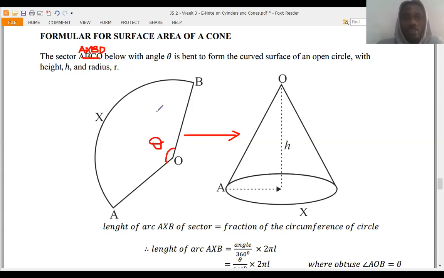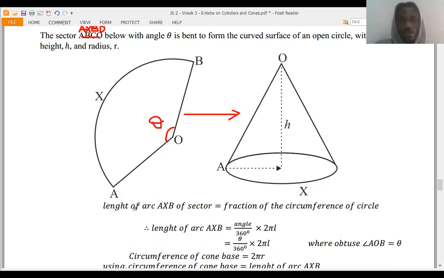So this sector is bent to form this curved surface of an open circle. There's an open circle here. Then it has formed the curved surface of the cone. Now let's look at how we deduce the surface area of the cone from this sector. Please pay maximum attention. The length of arc AXB of the sector is equal to a fraction of the circumference of the circle. Don't forget that this is a circle. If I complete the circle, it will go something like this.